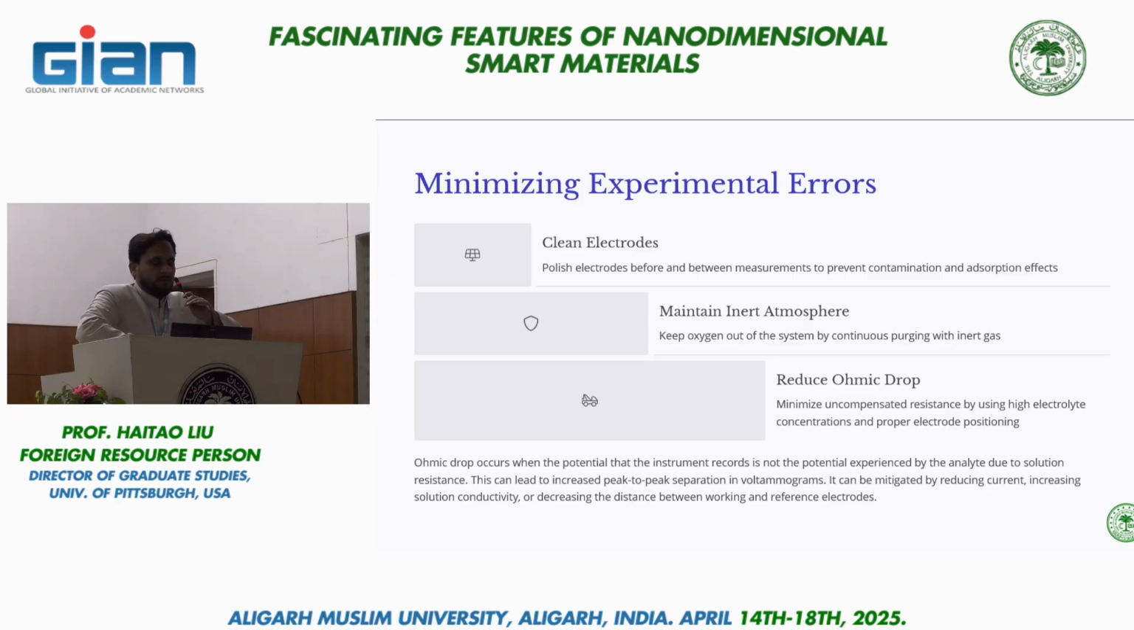As I said, for good data practices I have explained, the same is the concept for minimizing experimental errors. Clean your electrodes, maintain an inert atmosphere, remove oxygen by passing inert gas, reduce ohmic drop. Ohmic drop is basically defined as the resistance which is created by a very high concentration of electrolyte. So you do not have to take a very high concentration of electrolytes. You have to keep the concentration of electrolytes low. You have to keep the solutions dilute for proper data analysis.